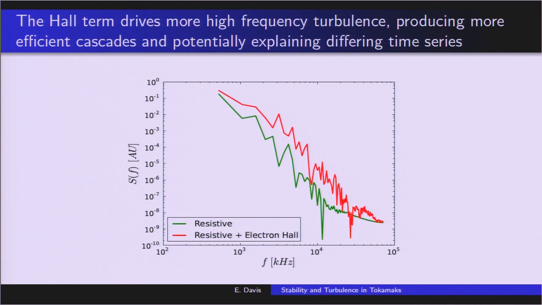You can look at this frequency spectrum. Green is, again, just resistive. Red includes resistive and Hall effects. And you see that the Hall term seems to drive more high-frequency turbulence that could produce more efficient cascades and potentially explain the differing time series. Unfortunately, the phase relationship is still off, so we don't get that drift wave-like relationship. And we may need to move to a two-fluid model in the future to really fully capture what's going on in the experiment.